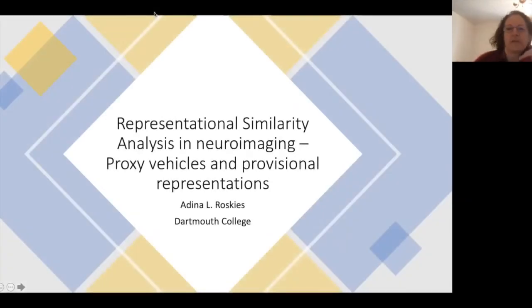All right, so this paper draft, actually it's a draft, so I am really interested in people's comments, is supposed to go to an upcoming Synthèse issue on representations in neuroscience. And I was interested in exploring the usefulness of this relatively new technique called representational similarity analysis as applied to neuroimaging for elucidating the nature of neural and mental representations.